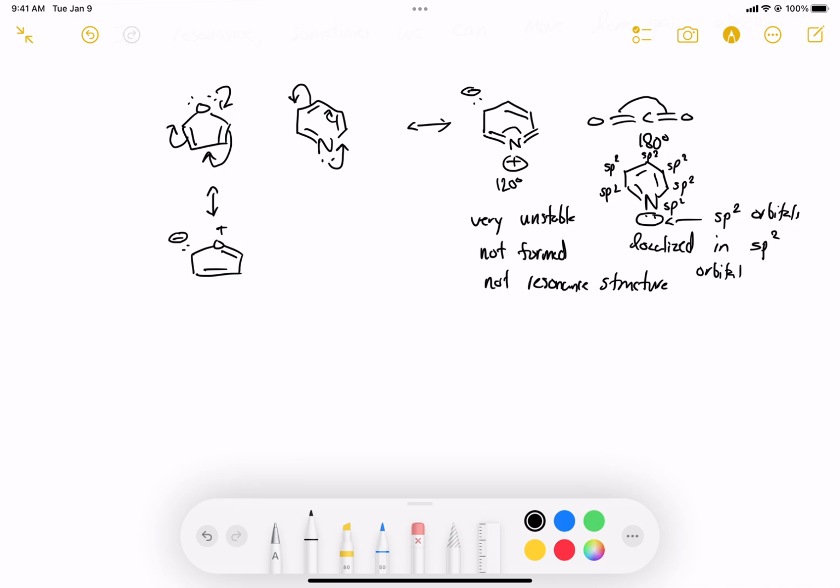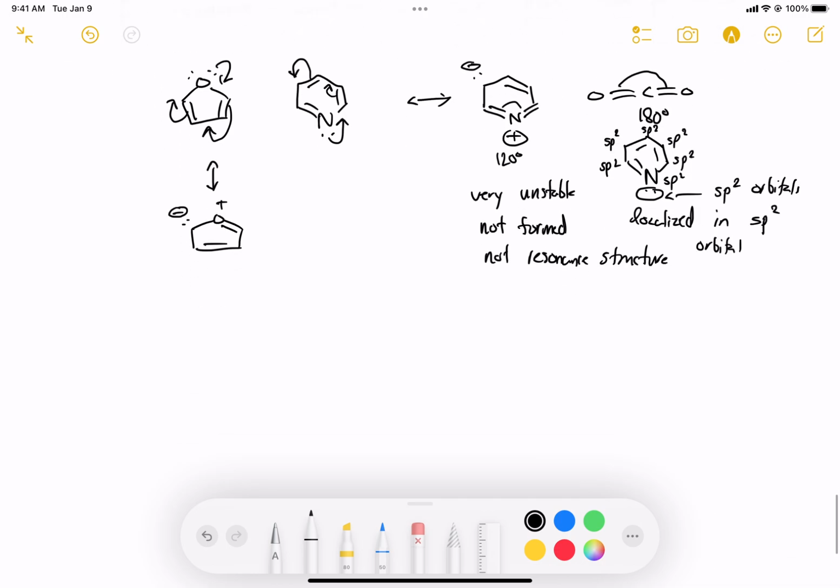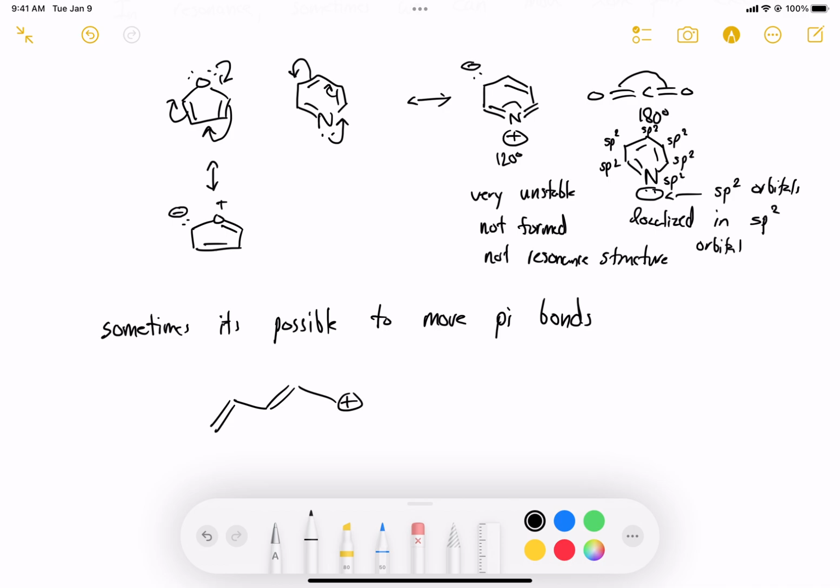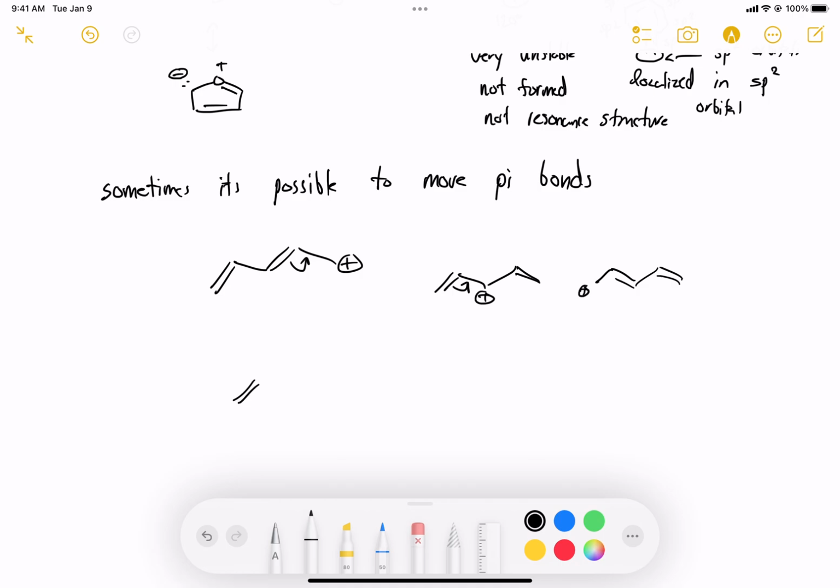All right. So in resonance, sometimes it's possible to move pi bonds. Okay? So one example is, you can move pi bonds in this situation, right? Say you have a carbocation here, you can move pi bonds like this to generate this structure, and then move right here to generate the other structure. Okay? However, you can't move pi bonds when it's completely isolated, like this.